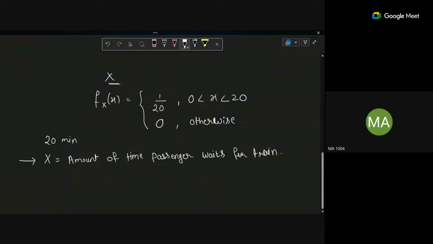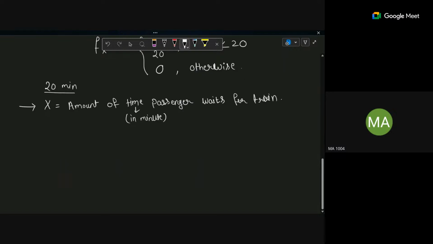So they have given that the train will come every 20 minutes, and X we denoted as the amount of time, in minutes, that the passenger waits for the train. Let's say the timings of the train are 6 a.m., then 6:20, and so on. Is it fine? Every 20 minutes the train will come. Fine. So let's say some person, on some random day, reached the station at exactly 7:40. What will be the waiting time for this person?